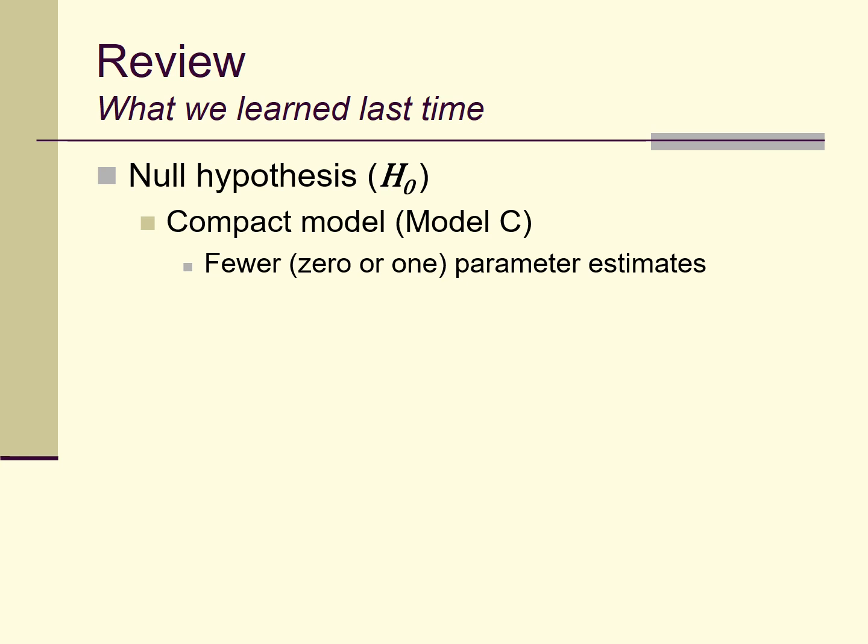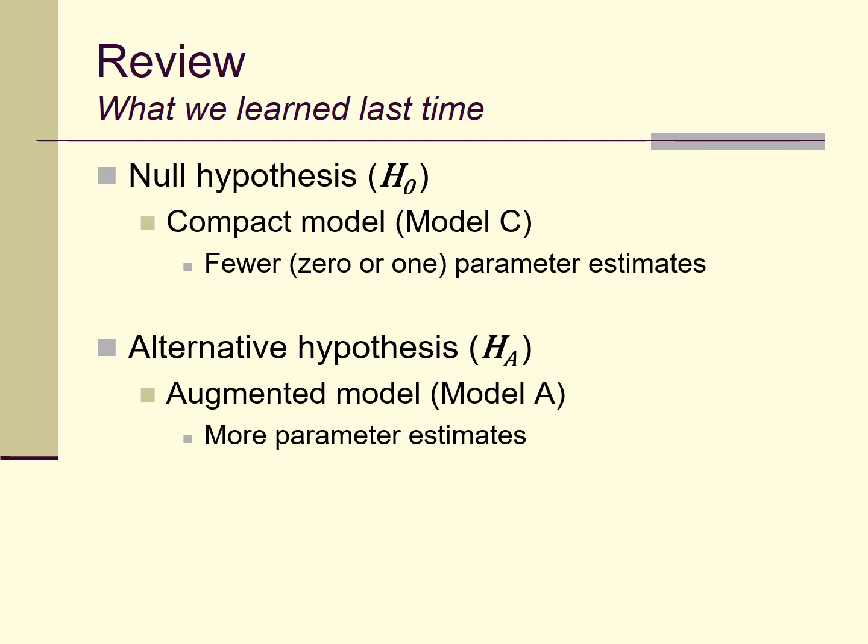It's called compact because relative to the other models that we're going to look at, it's the one that has fewer or the fewest parameter estimates. So sometimes it has 0 parameter estimates, sometimes it might just have 1. The important idea is that it has fewer parameter estimates than any other model in a model comparison.